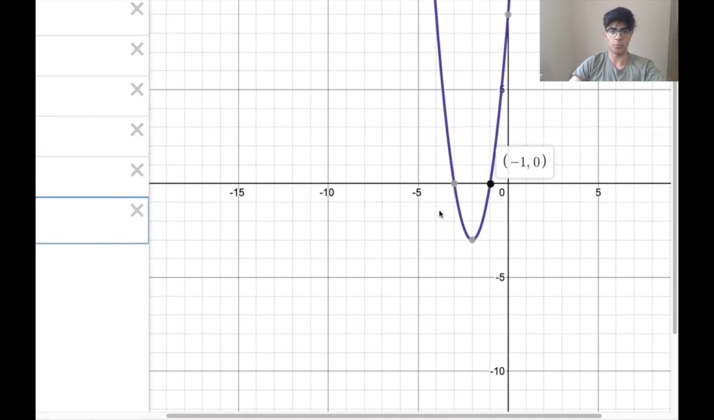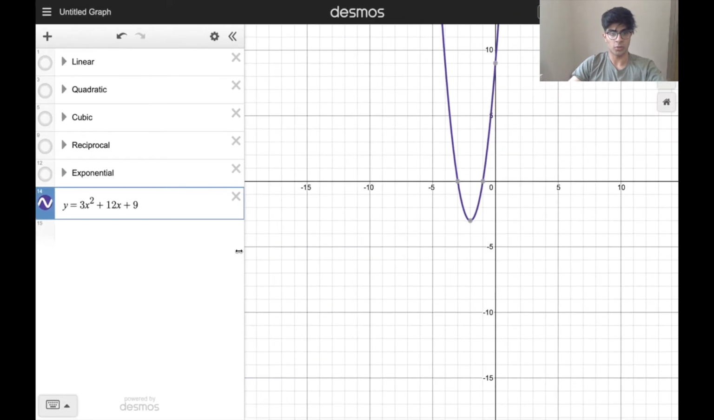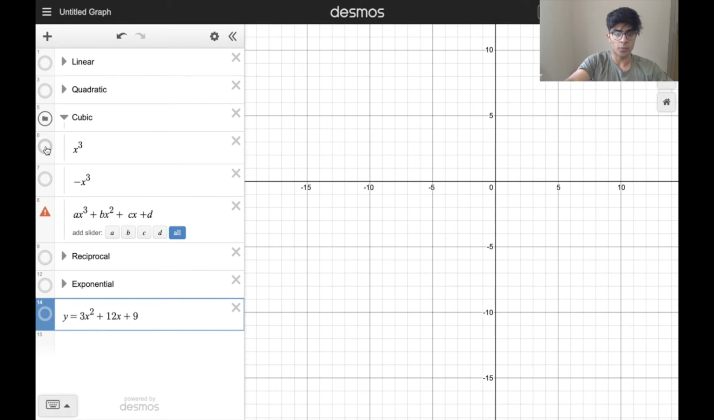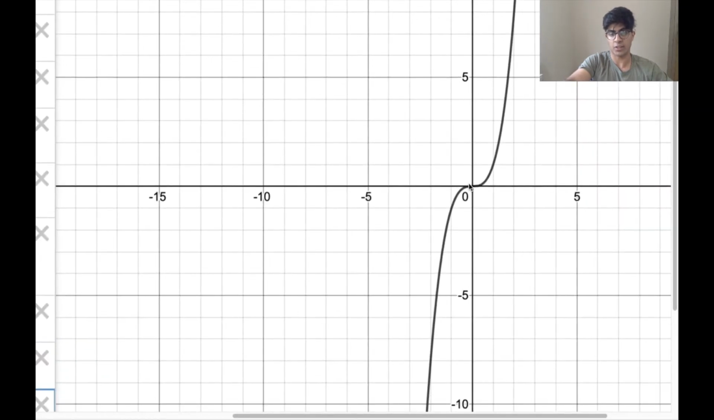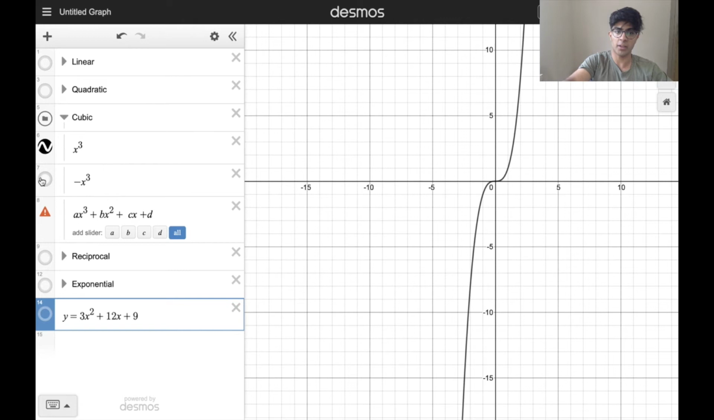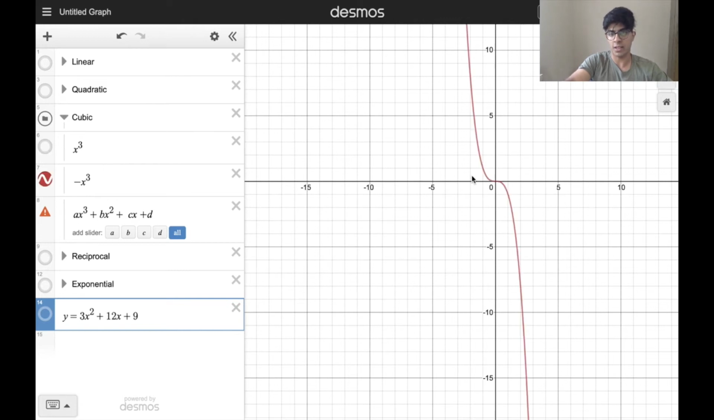I've actually got some plotted over here. So if we go over to cubic, this is a cubic, y equals x cubed. It looks like this. You should notice it's flat over here. That's the special part about it. A negative cubic is the same thing as a positive cubic, but flipped around, if you can see that. The red is a negative cubic.